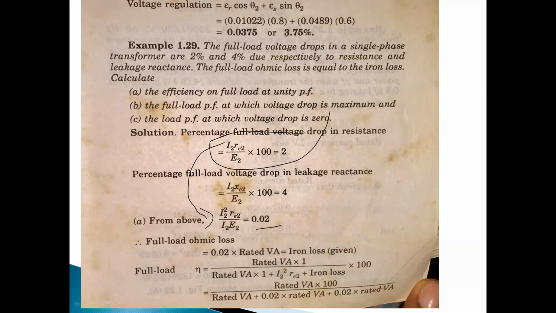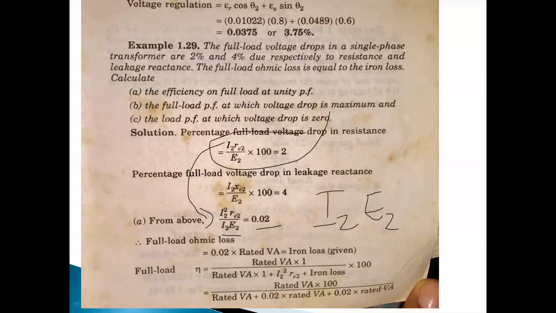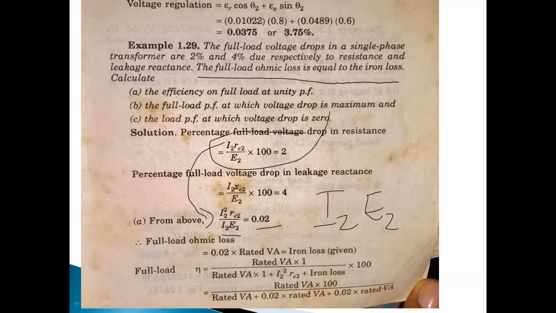The full load ohmic loss I2 square R equivalent of 2 equals 0.02 into rated voltage into current. I2 E2 means rated volt amperes. So full load ohmic loss equals 0.02 into rated volt amperes, and that is equal to the iron loss, as given in the condition. From this we calculate the efficiency.